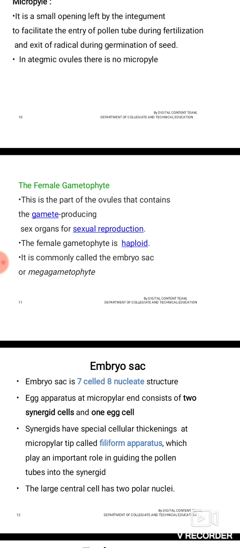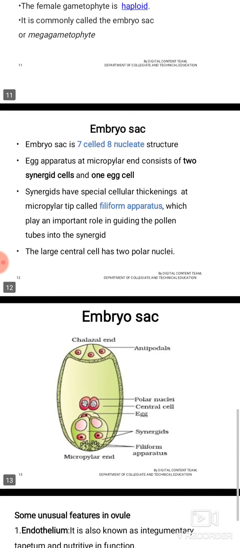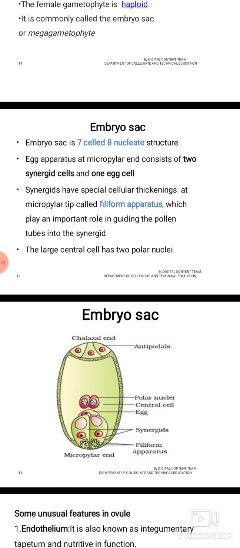consisting of an egg apparatus at the micropylar region consisting of 2 synergid cells and an egg cell. The synergids have special cellular thickening at the micropylar tip called filiform apparatus, which plays an important role in guiding the pollen tubes into the synergids. The large central cell has two polar nuclei which fuse to form a secondary nucleus. And towards the chalazal region, there are three antipodal cells.